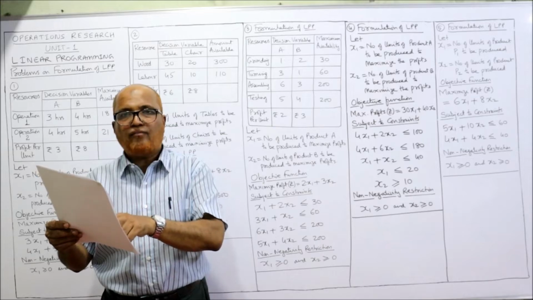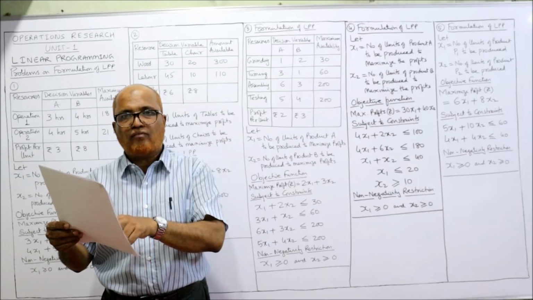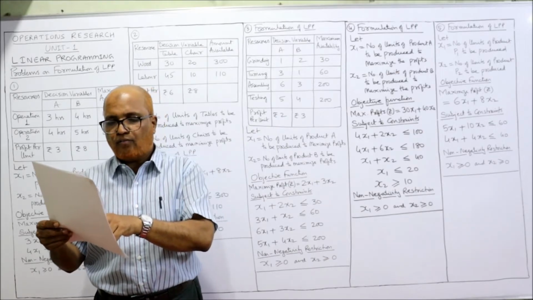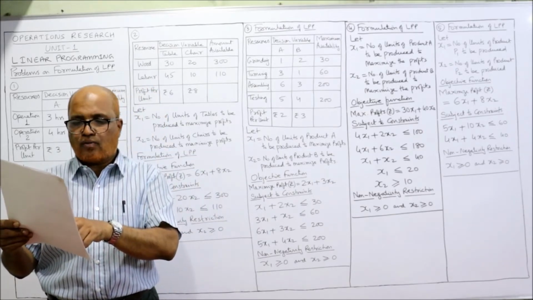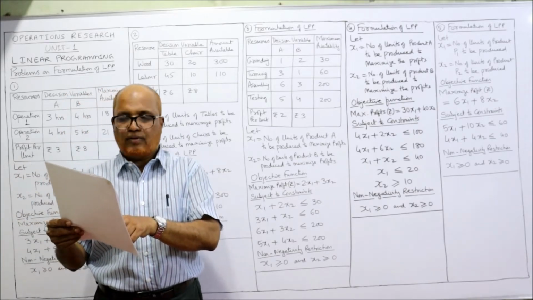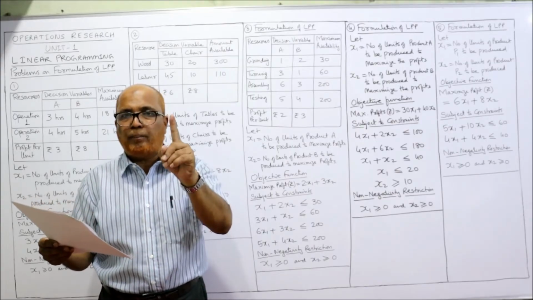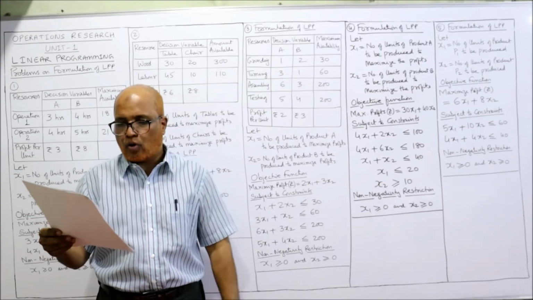Grinding time is 1 hour for product A and 2 hours for product B. Turning 3 hours for making 1 unit of A and 1 hour for B. Assembling 6 hours for A and 3 hours for B. Testing 5 hours per unit of A and 4 hours per unit of B. This is the time requirement per unit of A and B on all the 4 operations.